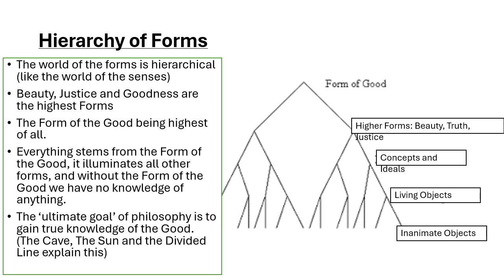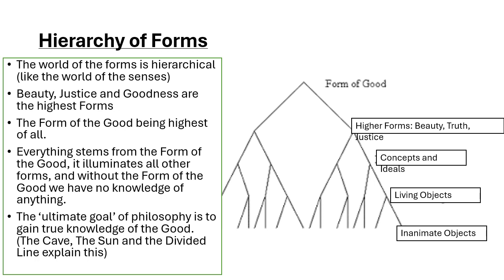And in the realm of the forms, like I said, there's a hierarchy. The form of the good is at the top. The form of the good illuminates everything else. It is part of everything else. It has its place at the top, but it illuminates all the other forms. And without the form of the good, we would have no knowledge of anything. And the ultimate goal of philosophy is to gain true knowledge of that form of the good. That is the ultimate goal of philosophy. The ultimate goal of human beings, in a way.